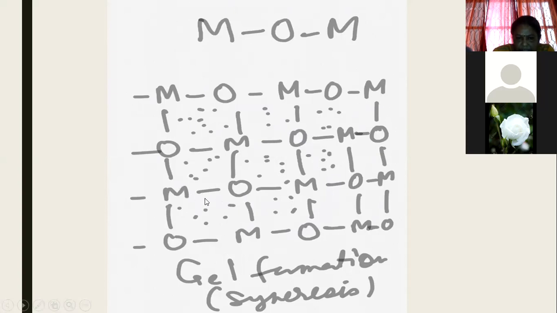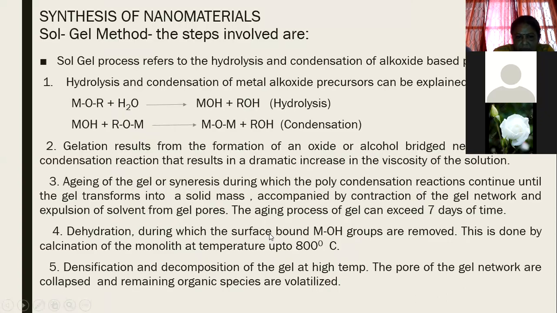Now, aging of the gel, which is also known as syneresis, means letting this network grow. This process can go up to more than 7 days. That is called syneresis. So we should not disturb this arrangement, and we should let this polycondensation go on. After a few days, when the gel formation seems to be over, there must be a process of dehydration.